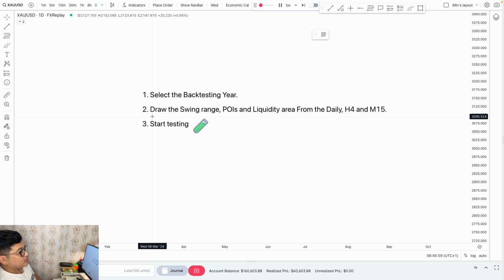As I'm an intraday trader, my main time frames are H4 and M15. Daily, of course, I do that because I have to know what's really going on in the high time frame. Just draw all those things and start testing, right? So I hope you're pretty clear on the phases and how to start the backtesting. And now moving forward, let's start backtesting.